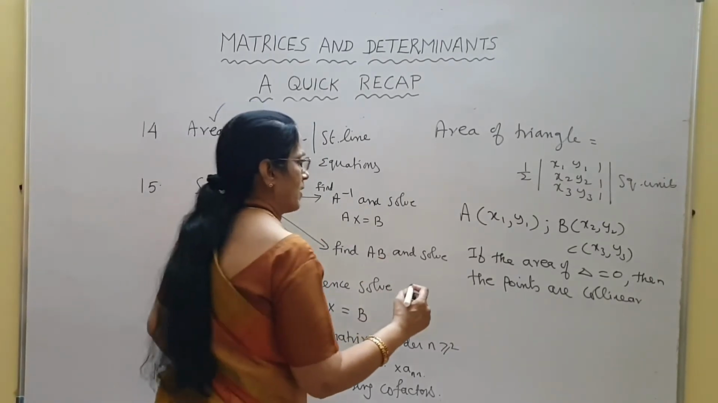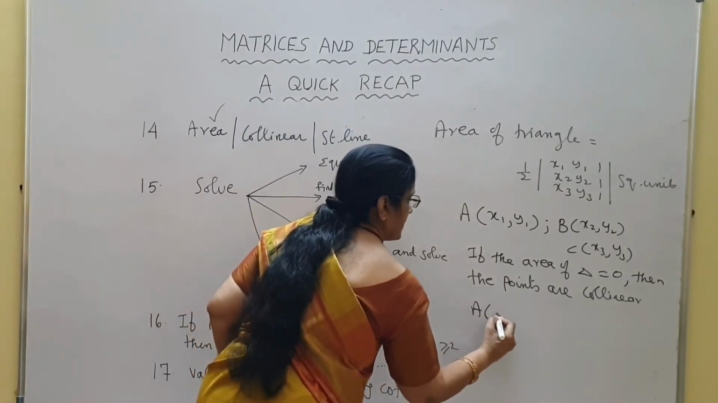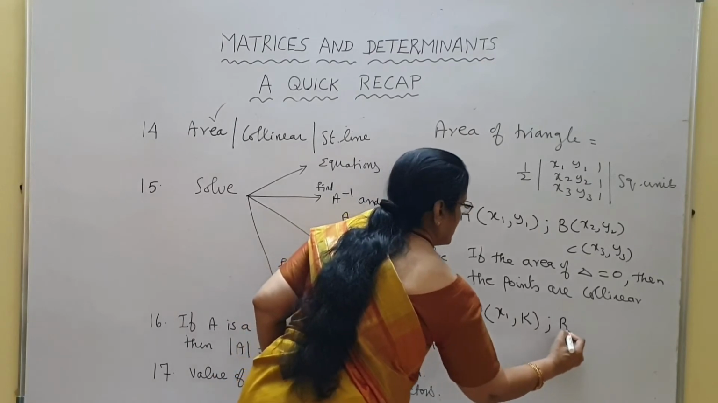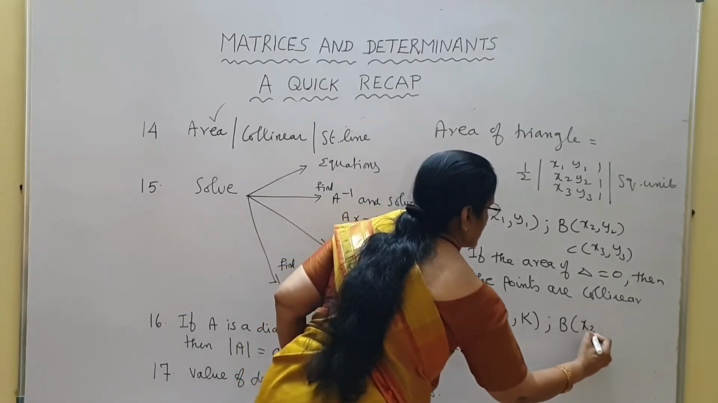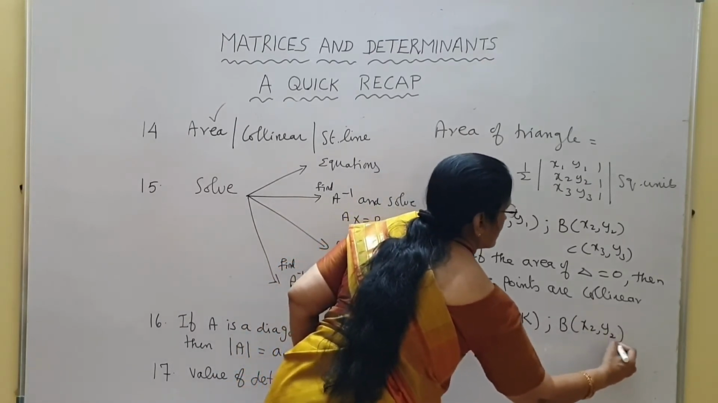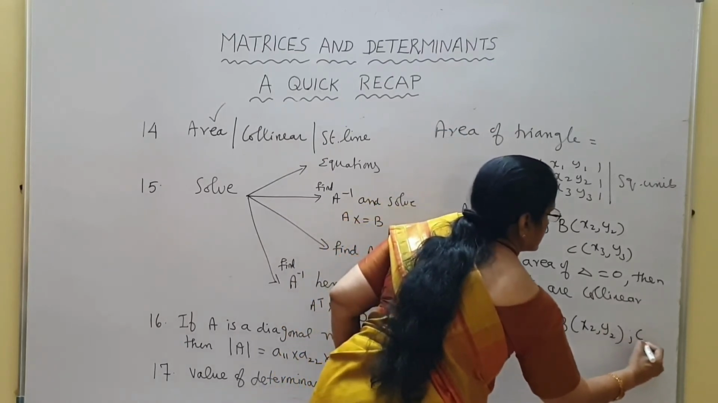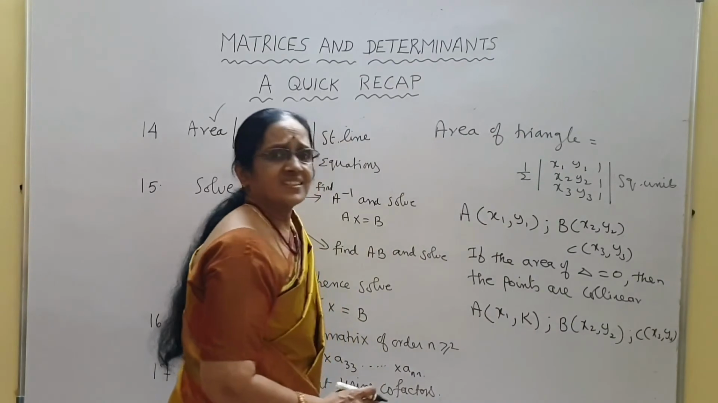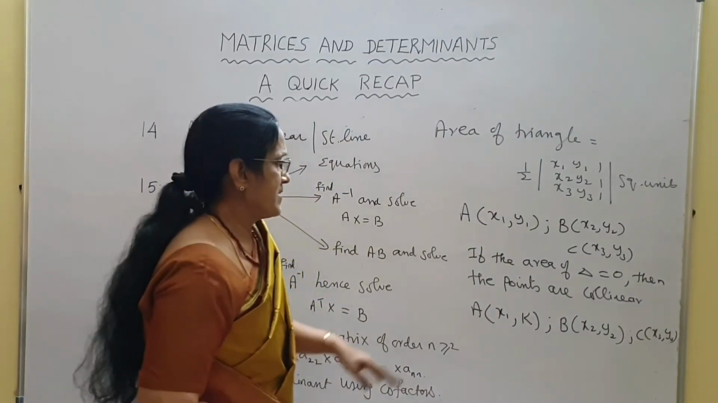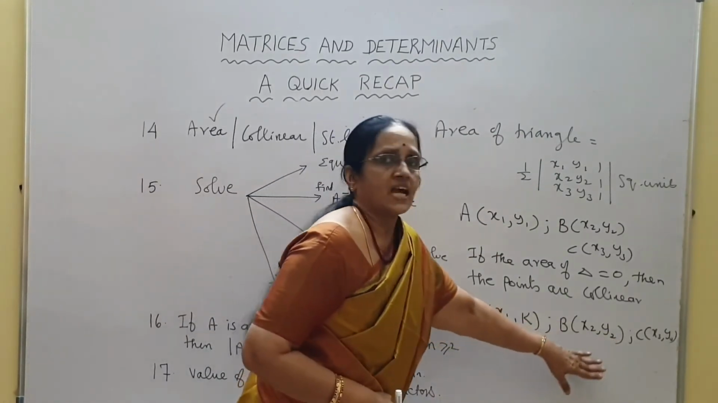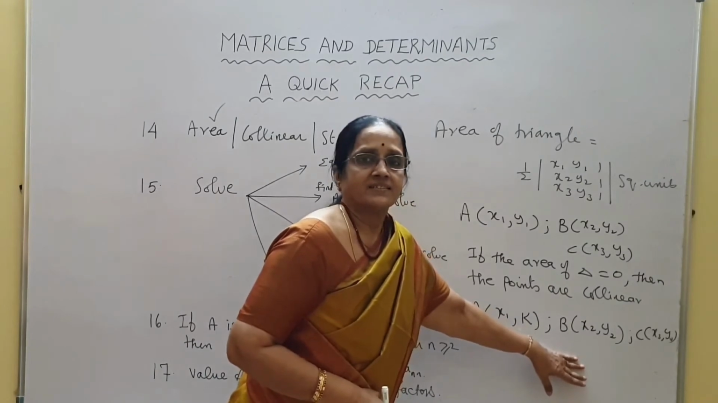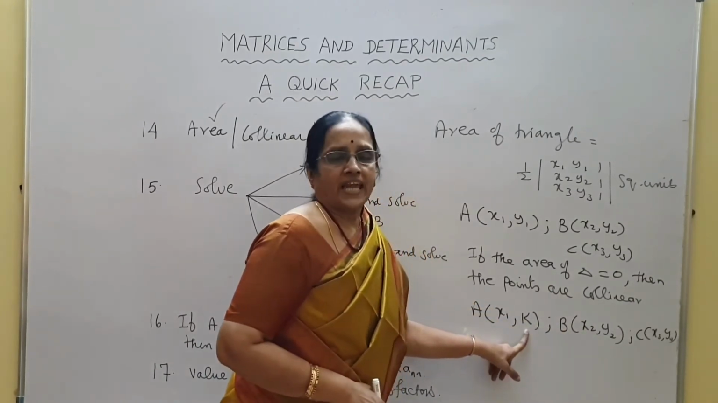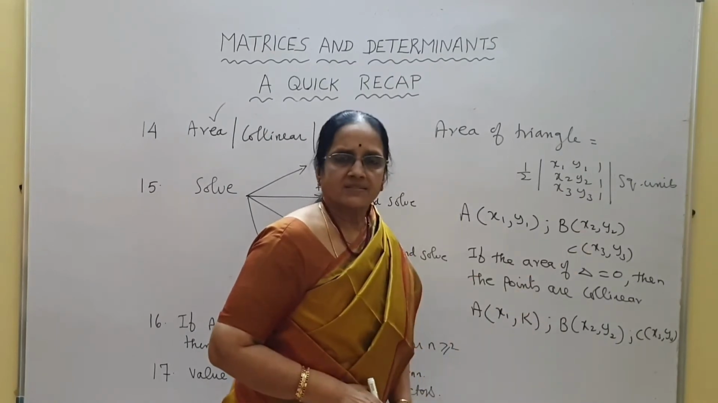Okay. Other way of asking question is, if the points are collinear, find the unknown value. See, they may give the points like this: A, x1, comma k. B, x2, y2. C, x3, y3. The question may be asked like this. The points A, B, C are collinear. Find the value of k using determinants.